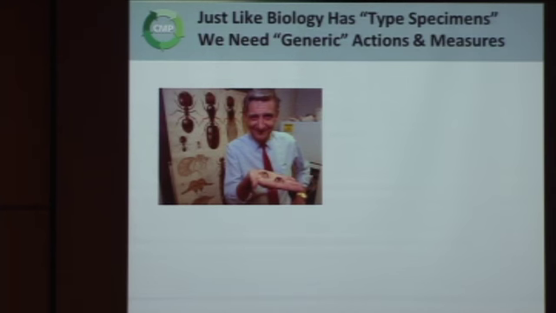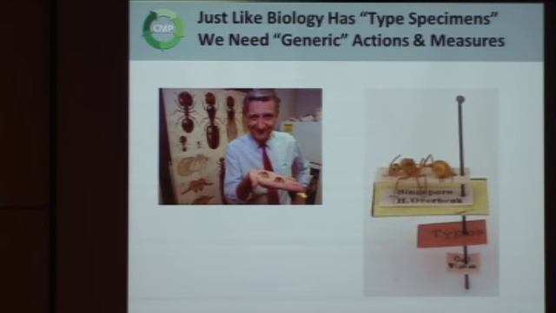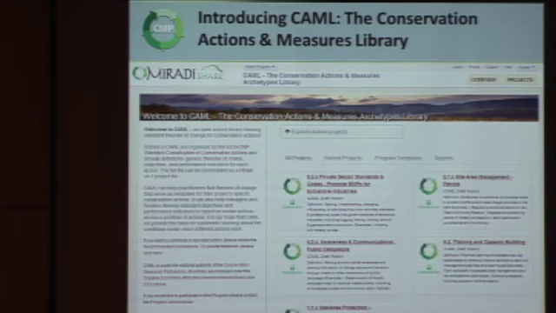So here's what we've created. Just like biology, the science of biology is all founded on type specimens. So if you go talk to Ed Wilson, he'll show you an ant with a pin on it. Okay, that's not actually that ant, but it's a good example of it, which is the type specimen for that ant, which is the foundation of the science of biology. You have this file cabinet of these sort of type specimens, which kind of leads to what biology is. What we're trying to create, or what we have created, is something called CAML, the Conservation Actions and Measures Library, which is an online file cabinet of standard results chains for different kinds of conservation actions around the world.